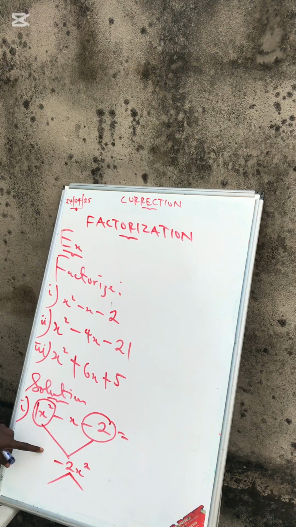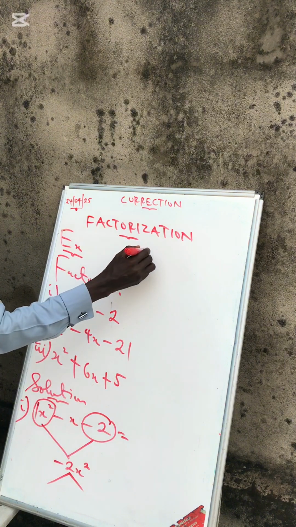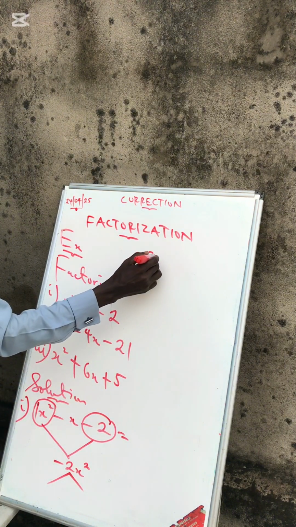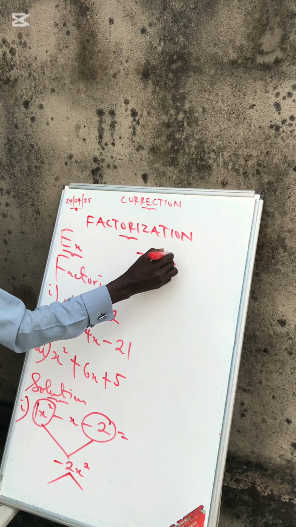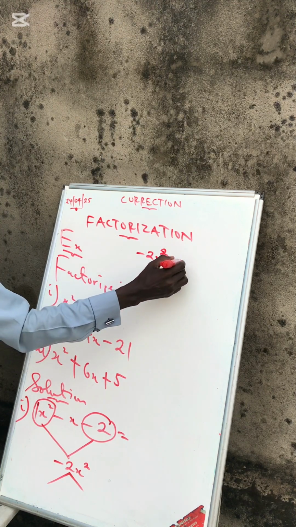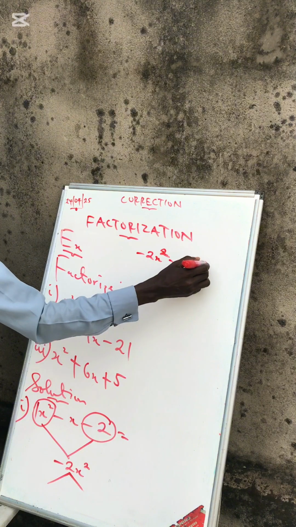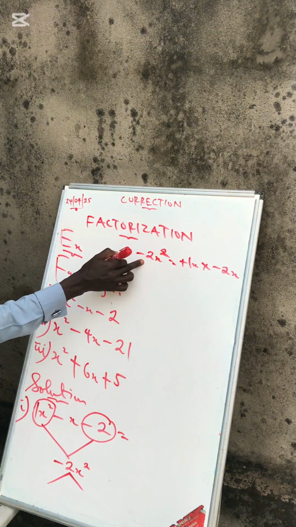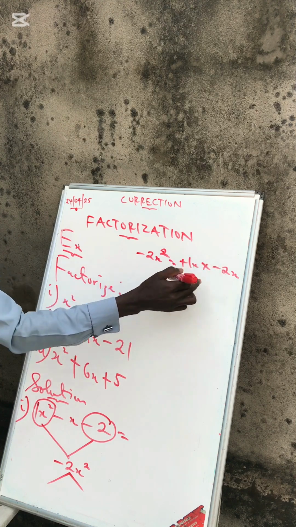What are the factors of minus 2x squared whose sum is minus x? When you multiply them, you must get minus 2x squared. And when you add, you must get minus x. What are those factors? Think of the two things you can multiply together to get minus 2x squared. You can say it is plus 1x times minus 2x. It will give you minus 2x squared. But when you add 1x and minus 2x, will it give you minus x?